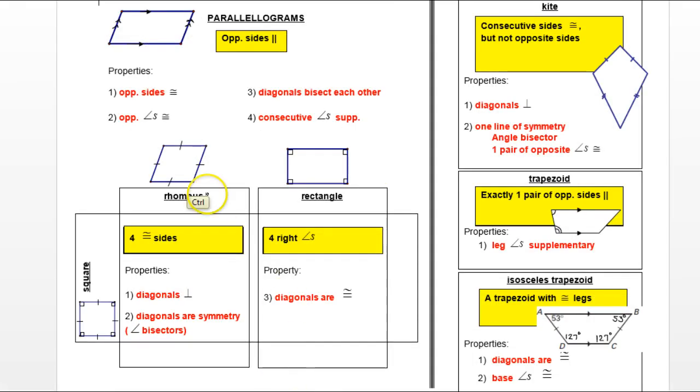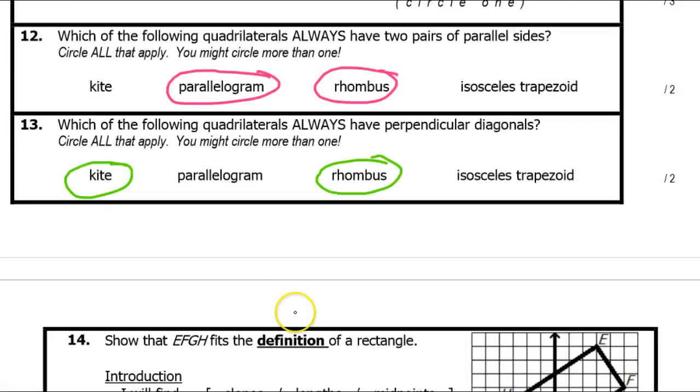Now, if you look on this chart, you're going to find that same information. Here I see diagonals perpendicular. That's for rhombus. And here I see diagonals perpendicular. That's for kite. But again, that's why you need to have all of this information memorized so you can pull that off the top of your head like I just did. You just have to have this stuff memorized. Okay, moving on to number 14.